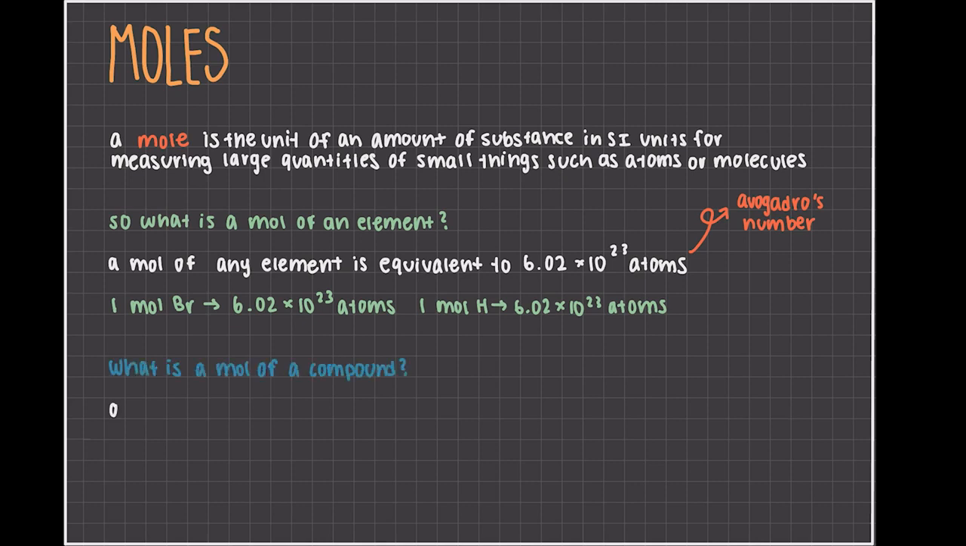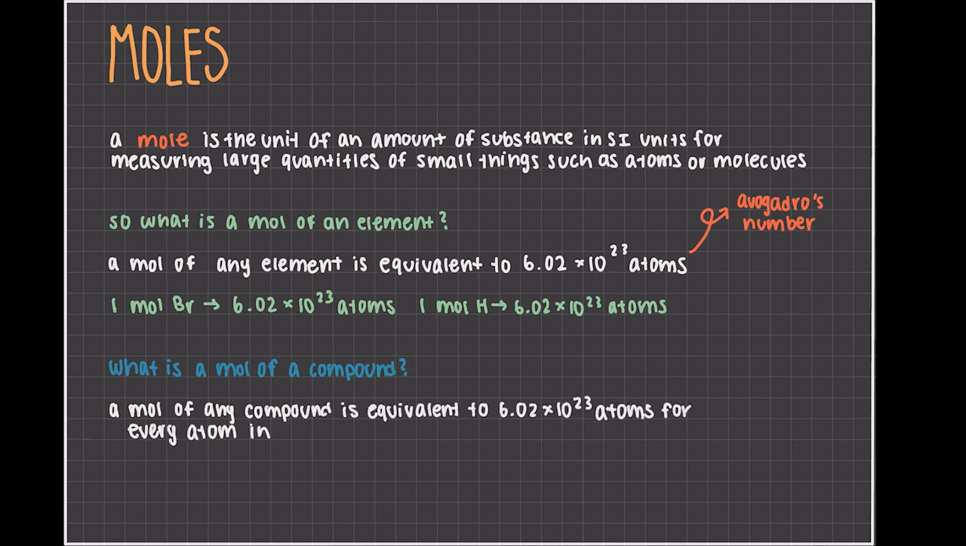Now you might be asking, what is a mole of a compound? Well, a mole of any compound is equivalent to 6.02 times 10 to the 23rd atoms for every atom in the formula. So if we have 1 mole of HCl, we know we have 1 mole of hydrogen, which is going to be equal to 6.02 times 10 to the 23rd, plus the 1 mole of chlorine, which is also going to be equal to 6.02 times 10 to the 23rd. So we get 12.04 times 10 to the 23rd atoms in total for the compound.